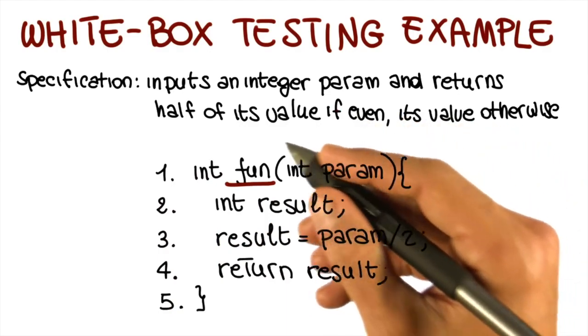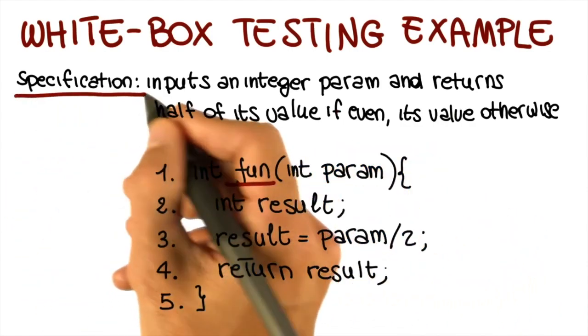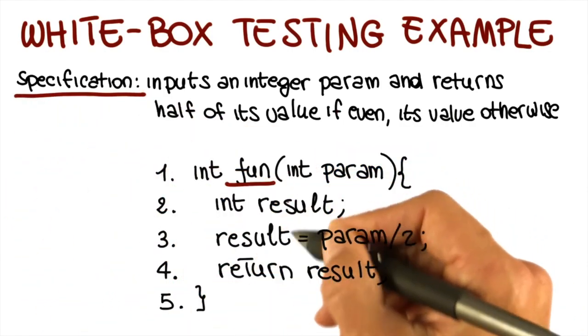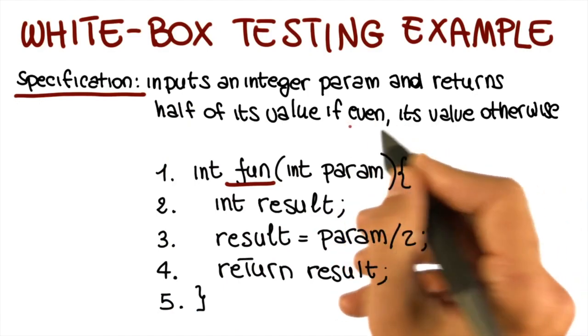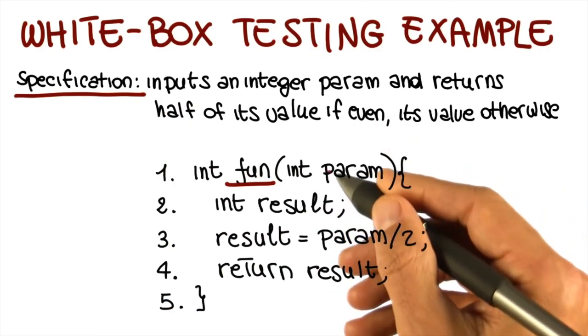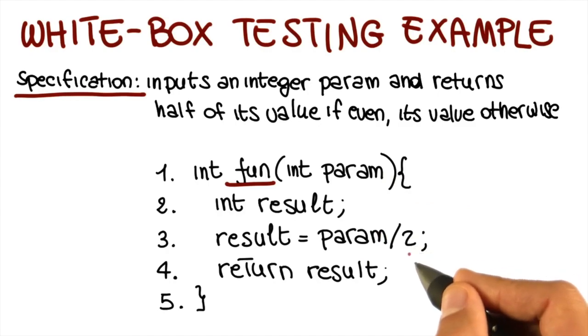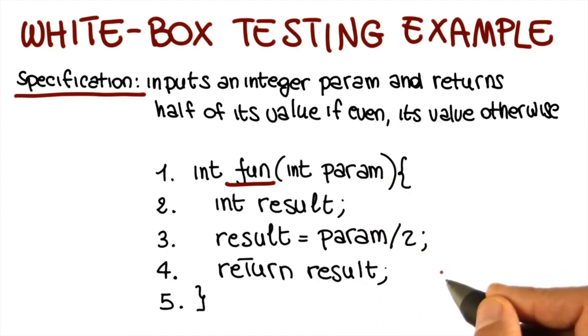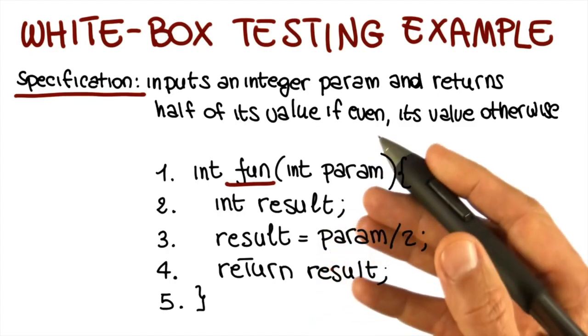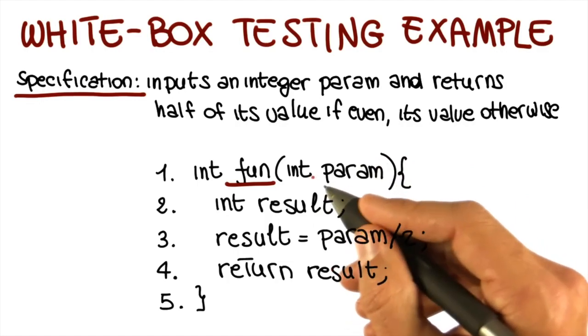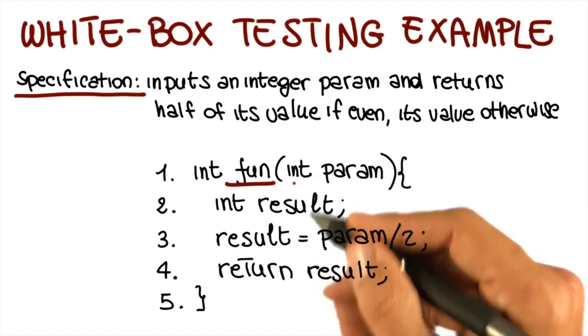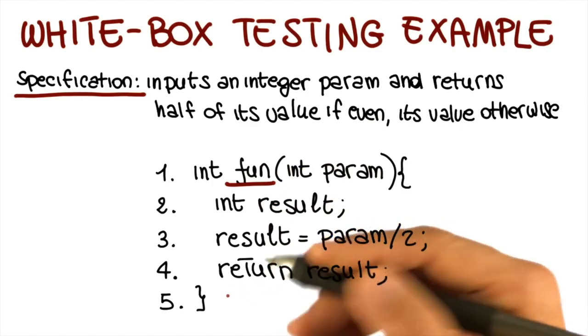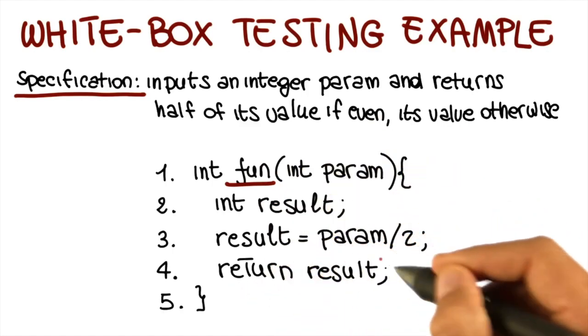So looking at this specification, we can clearly see that the function fun works correctly only for even integers, and it doesn't work for odd integers because it computes half of the value of the parameter and returns it every time, no matter what param is. So this is a case in which white box testing could easily miss the problem because, as we said, any input will exercise the code. It's just by chance that we could reveal one that revealed the problem in the code.